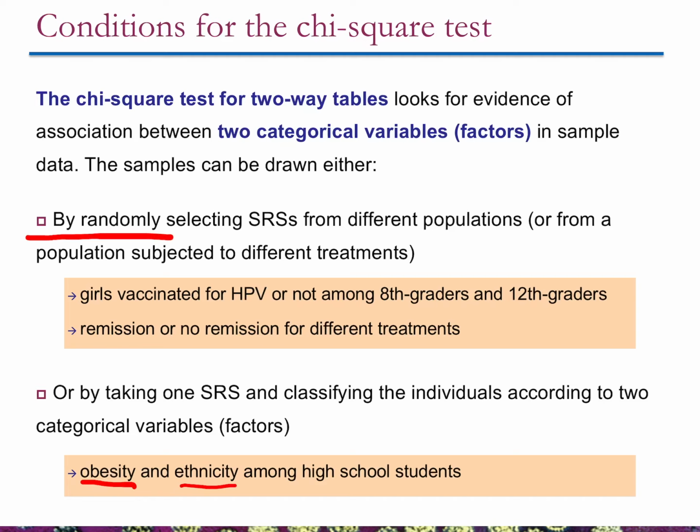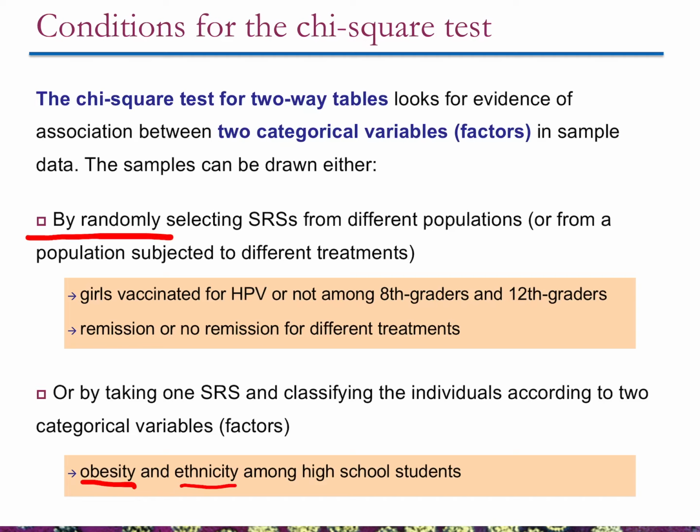Now, as with any of our inference tests and statistics that we've talked about, there are certain conditions that our data has to meet in order to be able to run a chi-square test on them. First of all, and these are actually the same conditions we saw in chapter 21 for the first kind of chi-square we talked about.